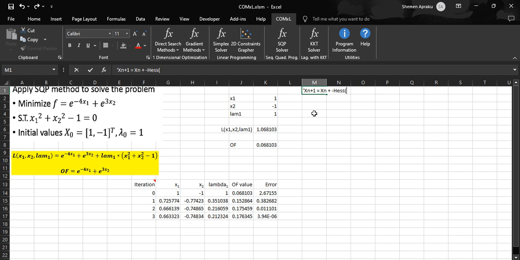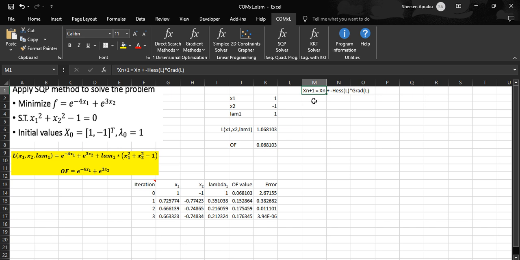of the Hessian of the function. So the negative of the Hessian, so Hess of the function, that is of our Lagrange function, times the grad of our Lagrange function, right? So we have it to be this, where the xn is the initial point and the xn plus 1 is the point after the first iteration.